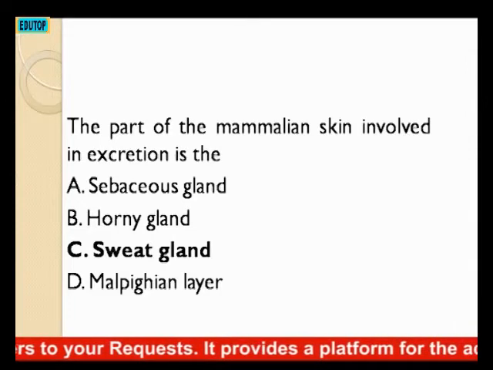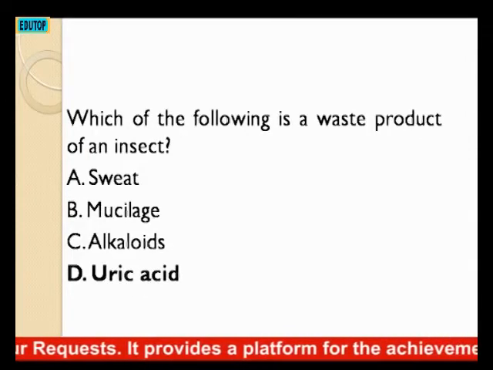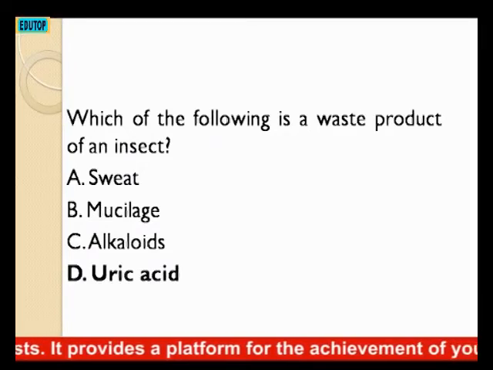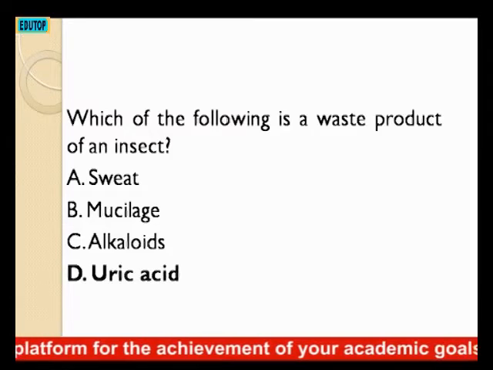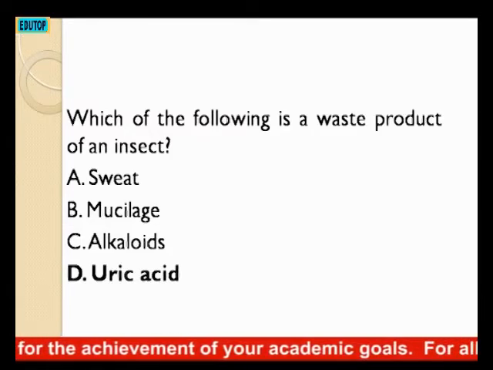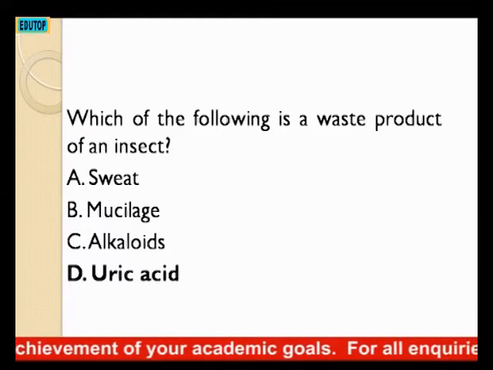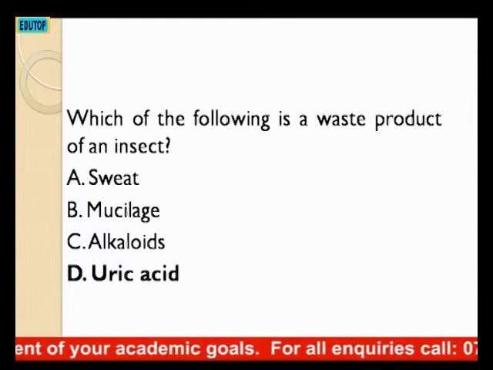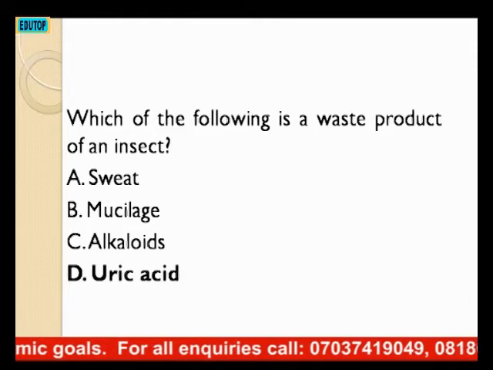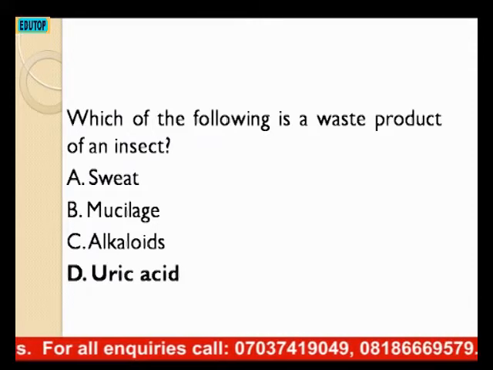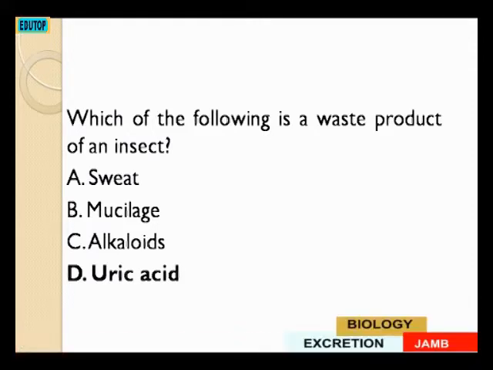The next question. Which of the following is a waste product of an insect? A. Sweat, B. Mucilage, C. Alkaloids, D. Uric acid. Sweat is a waste product in animals. Then mucilage and alkaloids are excretory products in plants. Then uric acid is the waste product of an insect. That is giving us option D.